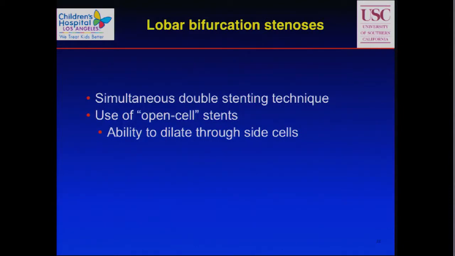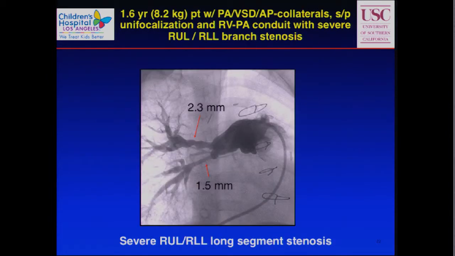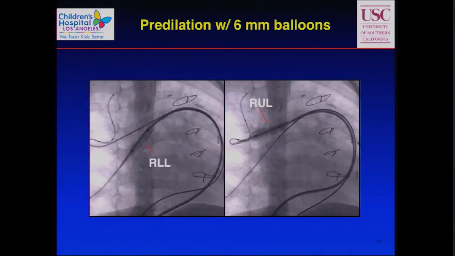How about lobar bifurcations? Again, sometimes you have to double balloon and double stent the lobars from upper to lower lobe. And sometimes we find that the open cell can be very helpful, and I'll show you examples of it. Here's an example. I think I've shown this in the past in other conferences. Here's a severe, this is a unifocalized MAPCA, severe stenosis. Here's 1.5 millimeters on the lower, 2.3 in upper, so you know that this is pretty bad. We balloon it, you see the waist there with a 6. So that's why I'm not worried about the 4-to-1 ratios.